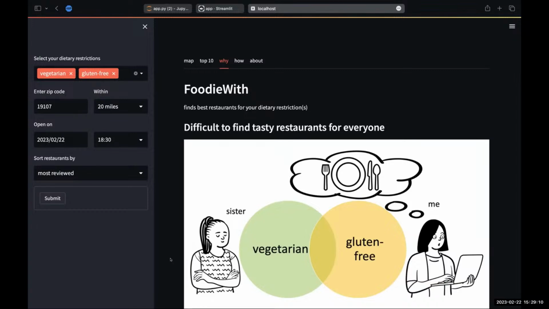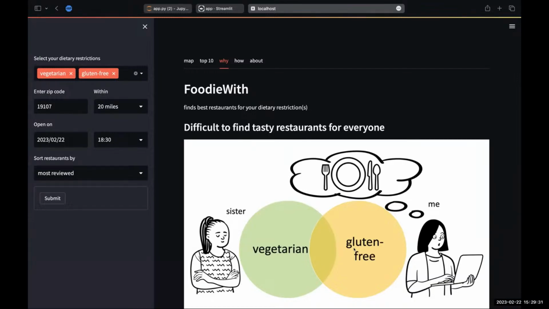Can everyone see my screen right now? Awesome, thank you. So in my family, we love going out to get good food together, but my sister is vegetarian and I have a gluten allergy. So finding a delicious restaurant that can accommodate our dietary restrictions is often a long and involved process.